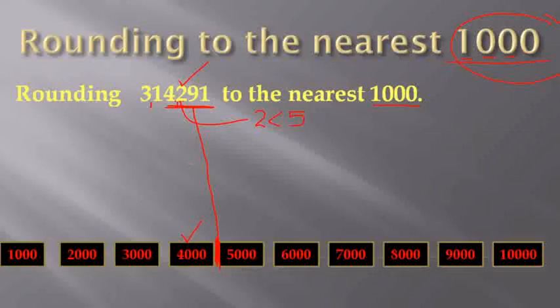It means we will convert this 4291 to 4000. So our answer will be 3 lakh 14,000. 314,000. So our answer is 3 lakh 14,000. I hope that this is clear to you.